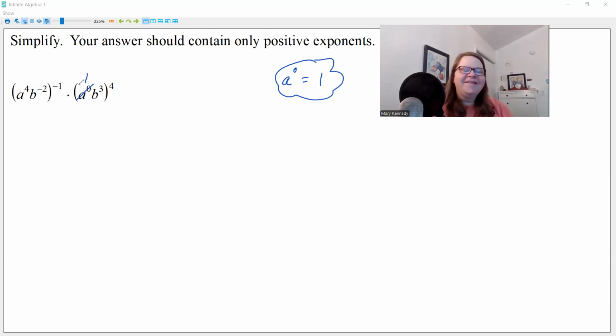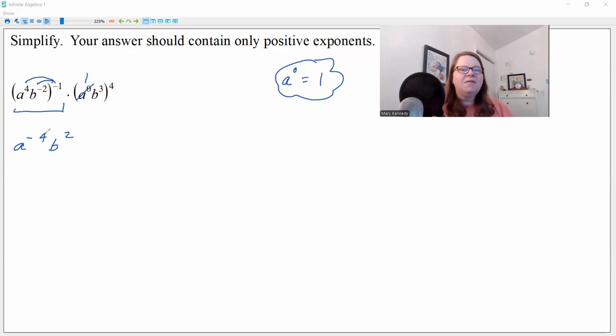Okay, now there are a couple of different ways that you might do this next part. So I'm going to show you one method. It's not the only method, but I think it's pretty straightforward and simple. I would do the power part next, the parentheses part next. So I'm going to distribute here. 4 times -1 gives me a to the -4. b to the -2 times -1 is +2.